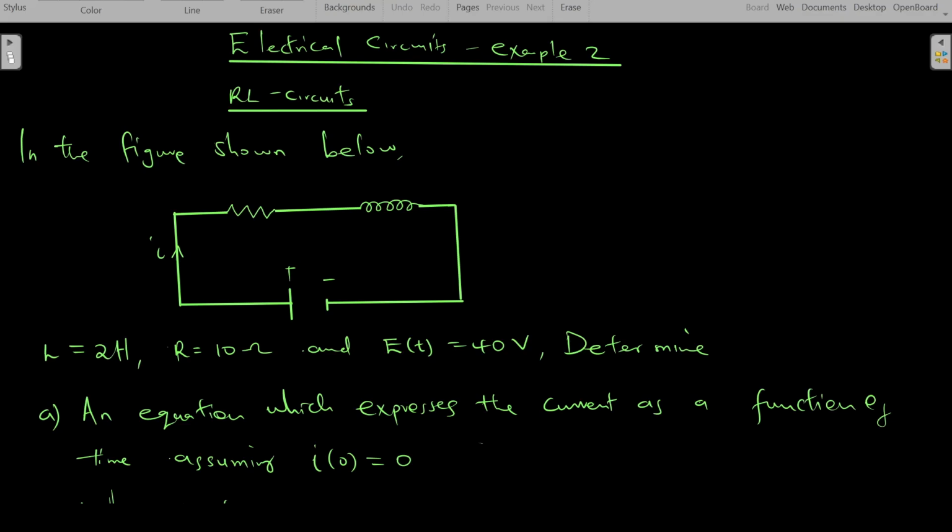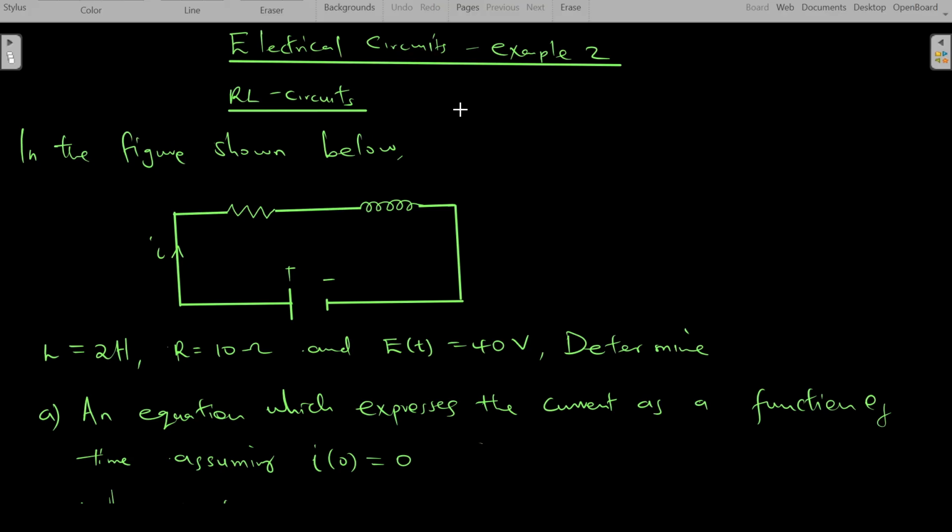Hello guys. In this video we are tackling another example on the RL circuit, so we're solidifying this concept more. We have a sample problem again on the RL circuit. Remember, in my next videos I will be looking at the RC circuit and how to derive it.